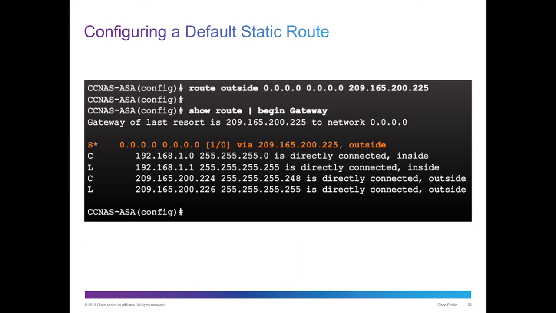How do you do a static route? This is a typical static route. Remember we used to type IP route quad 0 out of this interface. Now, instead of writing IP route, you just write the word route, then the outside interface, quad zeros, and this is the next hop. The outside is the interface name, and 209.165.200.225 is going to be the next hop.